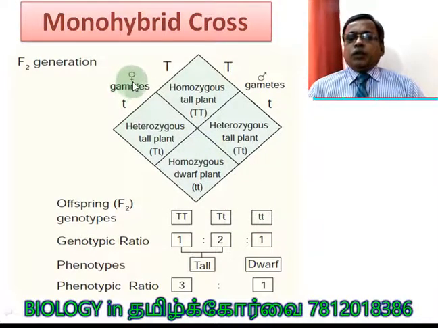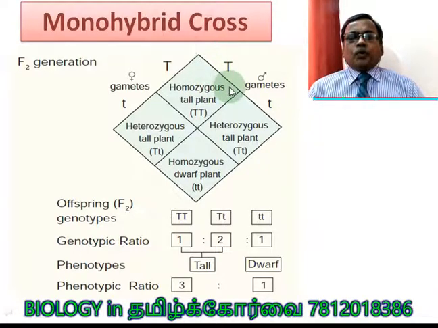And here the F2 generation. What is F2 generation? How are we able to get the F2 generation? How did Mendel get F2 generation? By self-pollinating the F1 plants. Capital T, small t from the female side and capital T, small t from the male side. So, these are the gametes going to be fertilized.